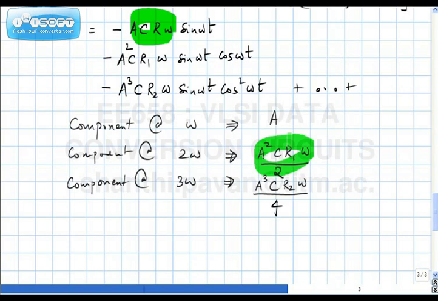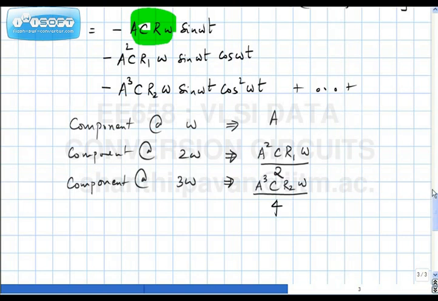Similarly, the third harmonic distortion will also always depend on A cube, because you are multiplying the input with itself and with itself again. So A times A times A gives you A cube. And in this situation, it also happens that the distortion also depends on the frequency, simply because the displacement current through the capacitor is directly proportional to frequency.